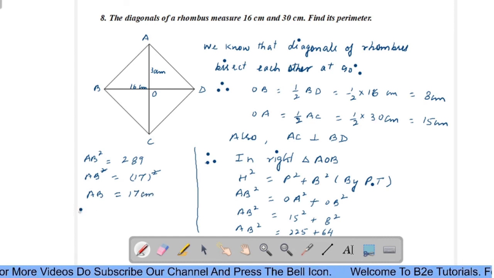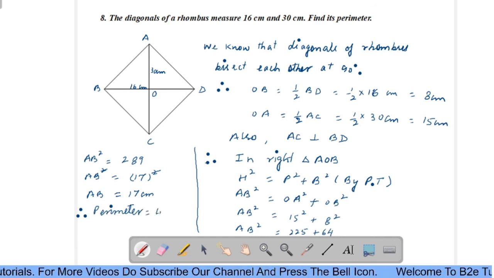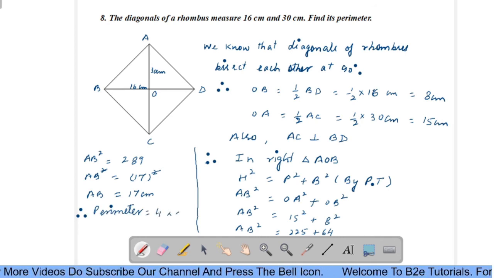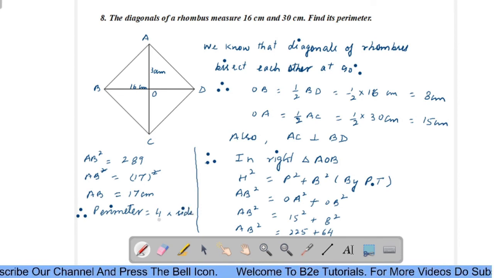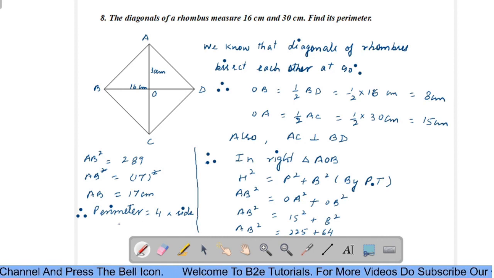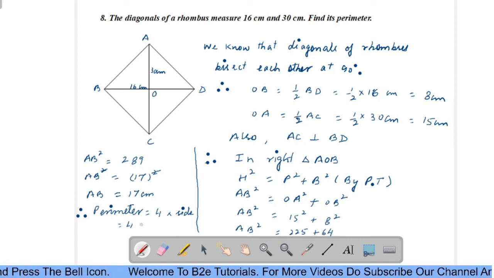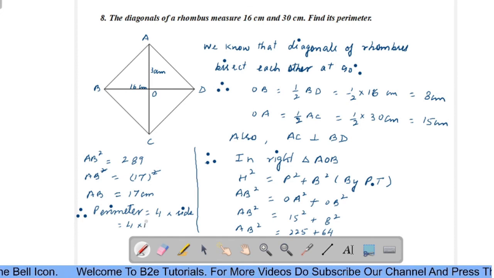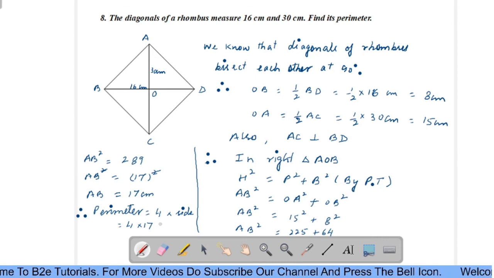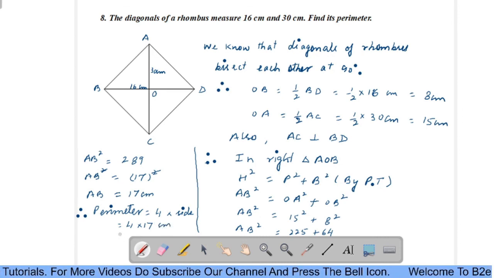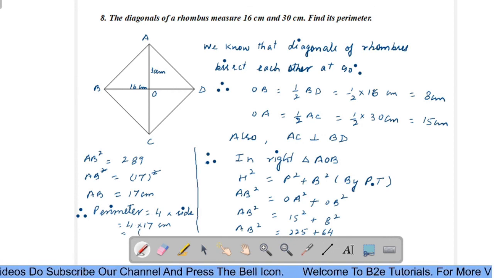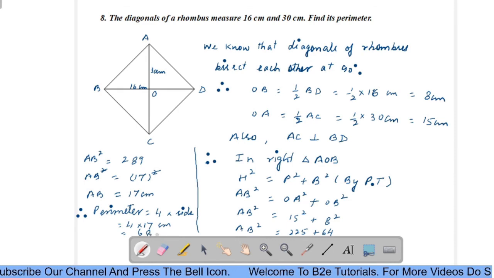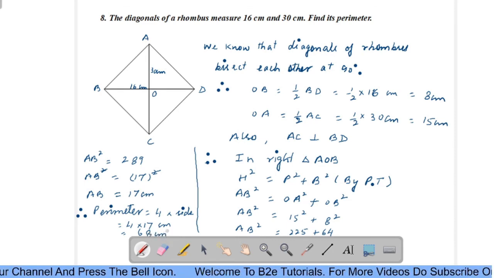Therefore, perimeter, it is 4 into side, that is 4 into 17 centimeter, that is 68 centimeters. This is your answer.